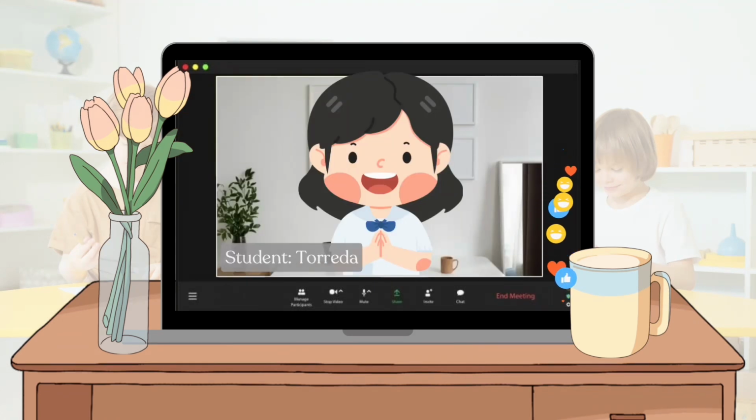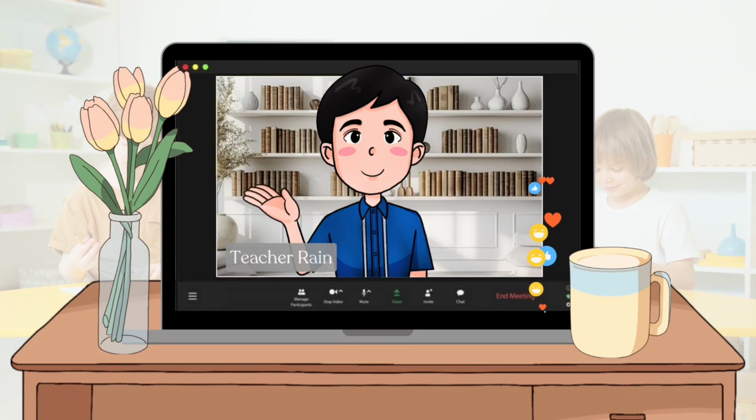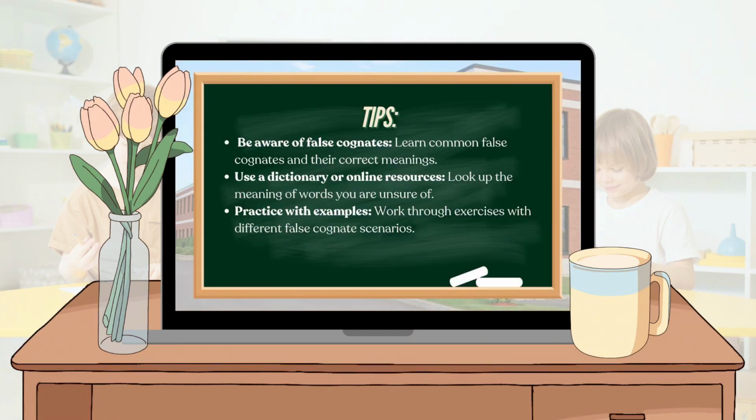How can we help ESL learners avoid these mistakes? Tereda, that's a great question. Here are some tips that can help. First one is beware of false cognates. Learn common false cognates and their correct meanings.